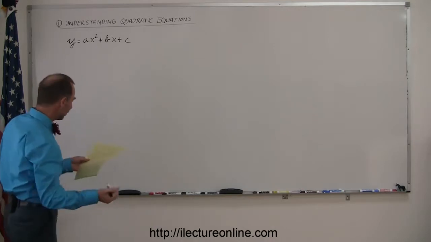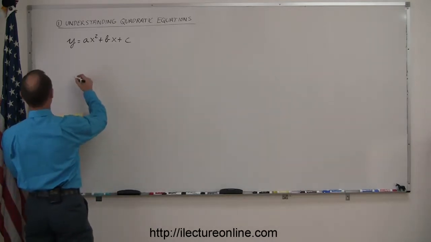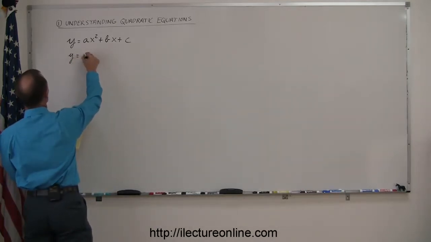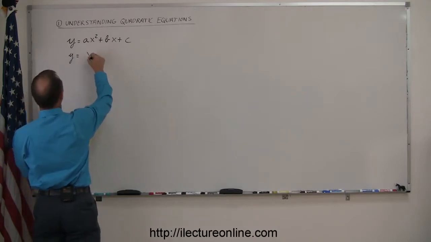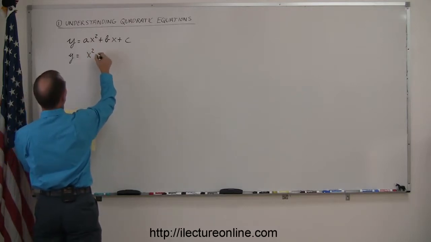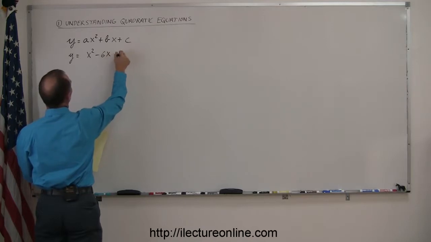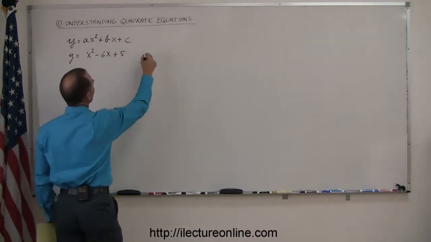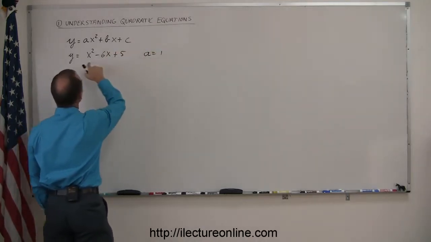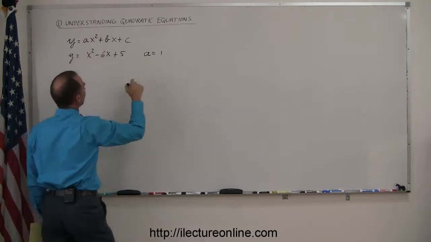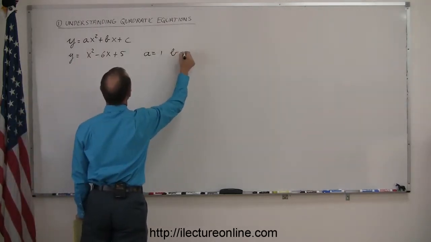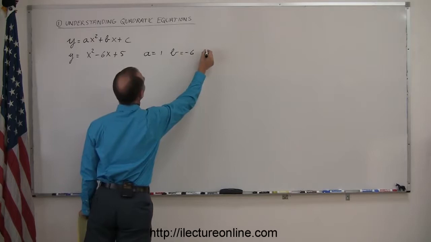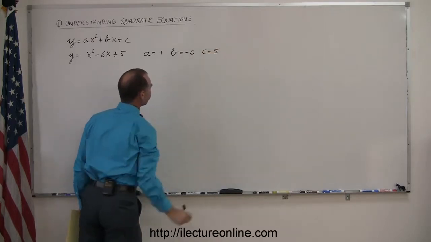So, as an example, let's write an equation such as y equals x squared minus 6x plus 5. In this case, a would equal 1. That's the coefficient of the x squared term. B is equal to minus 6, and c is equal to 5.